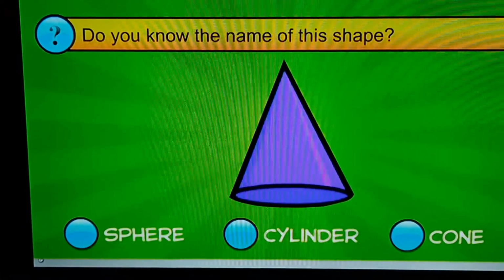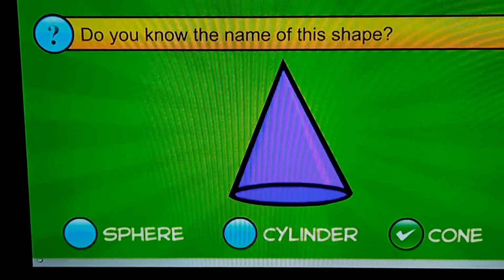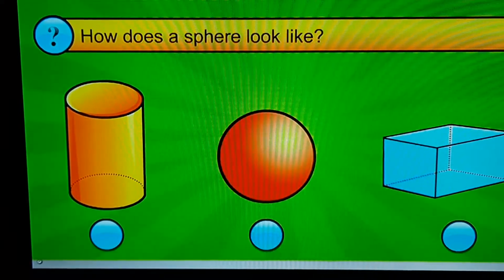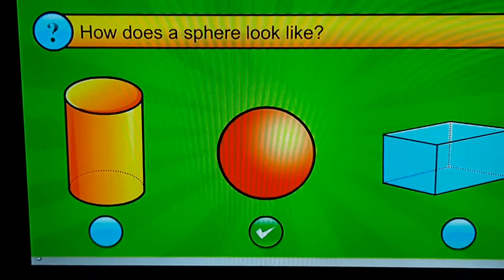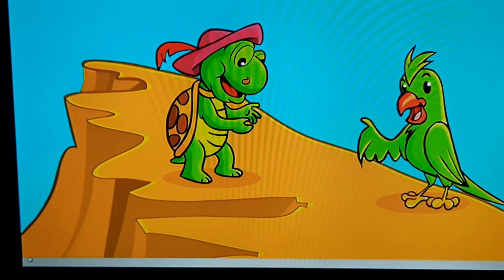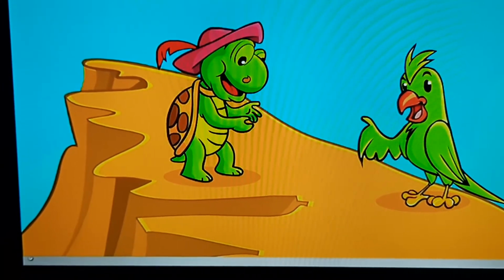What is the name of this shape? You are correct. It is a cone. How does a sphere look like? Yes, a sphere looks like this. Help Mittu and Toto to answer the questions on shapes and their names.